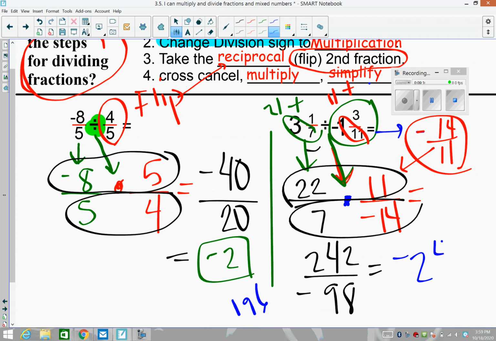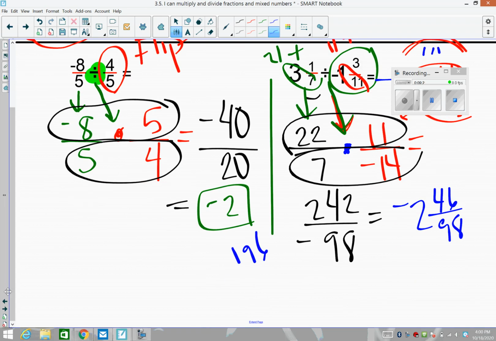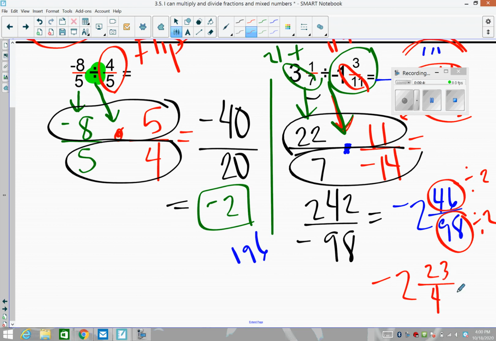So -2 and 46/98. What you have to figure out right now is, can we simplify that any more? Some things I see for sure is that I can simplify this and this by dividing by 2. If I divide the top by 2 and the bottom by 2, I get 23 on top. And on the bottom, half of 98 would be 49. I think this is our final answer because I believe 23 is a prime number, so I'm unable to simplify.